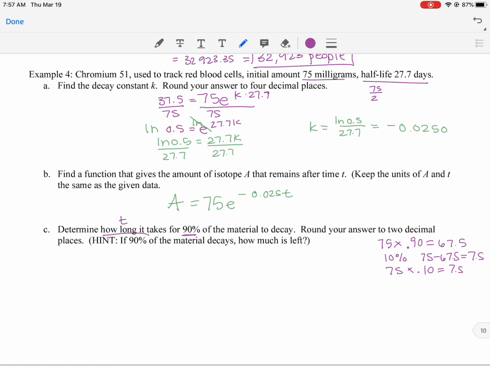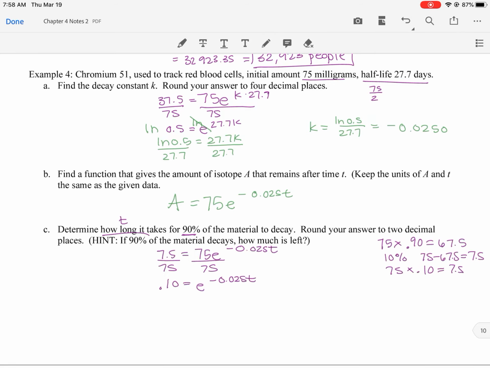All right, with that in mind, we're going to set 7.5 equal to this equation of 75e to the negative 0.025t. So let's divide both sides by 75, and we get 0.10. Notice, because we've got 10% of the material left, equals e to the negative 0.025t. How do you get rid of e? We'll take the natural log. Natural log is log base e of 0.10 equals negative 0.025t.